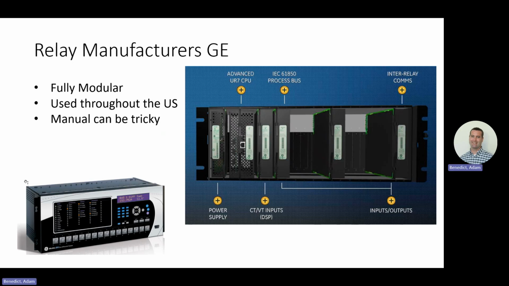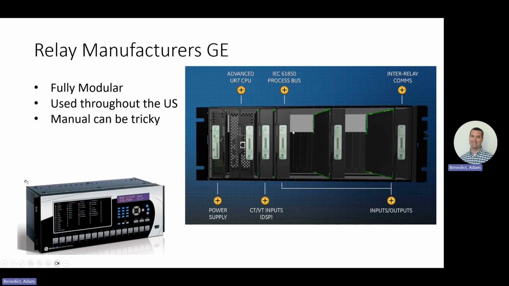When we talk about schematics, we're talking mainly about the relay schematics, and a lot of those are dictated by the manufacturers. So this one, we're talking about GE, and the benefit to GE is it's fully modular. You'll see that here, where the power supply goes here, the CPU goes here, then typically it's your voltages, your 61850 process bus will go in this, and then the rest is reserved for IO, and the last one being inter-relay comms. So like your L90, this would be where your lasers or LED goes.